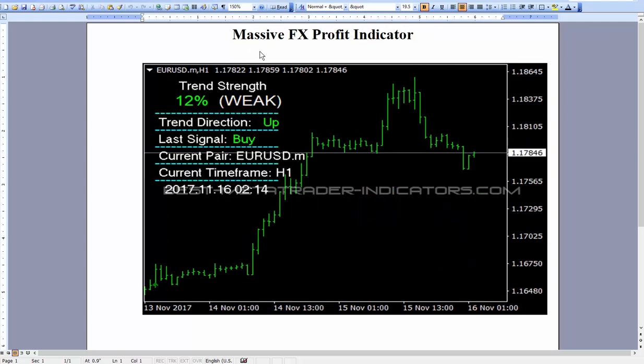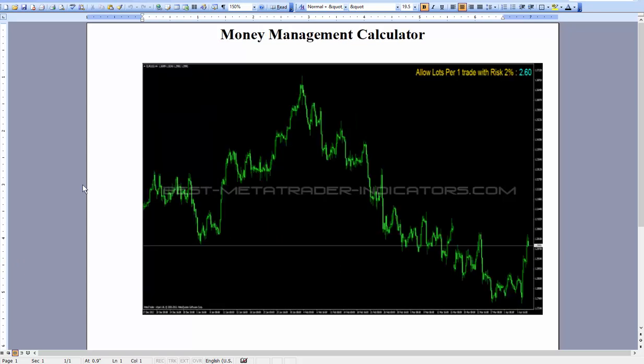This is the massive FX profit indicator. It tells you whether you should be buying or selling. It tells you the strength of it, the currency pair, the time frame, and gives you all the information right here. A lot of traders struggle with this, and with this indicator, it makes it quite easy. Money management calculator.